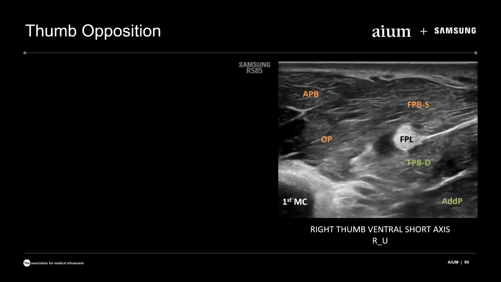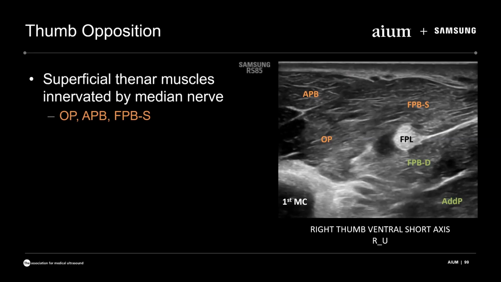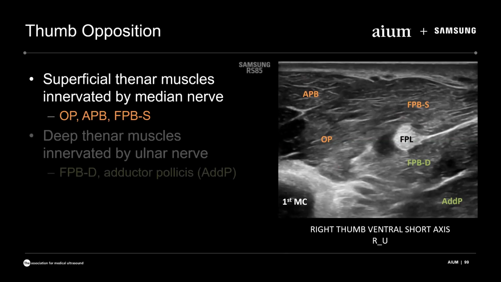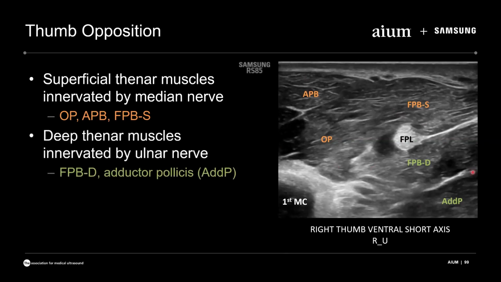Now, the nerve supply for these muscles is unique. So the superficial muscles are innervated by the median nerve. So the APB, the OP, and the superficial head of that flexor pollicis brevis. So all these superficial muscles. Whereas the deeper thenar muscles are innervated by the ulnar nerve. So that's relevant when you have a history of a patient with a nerve injury.